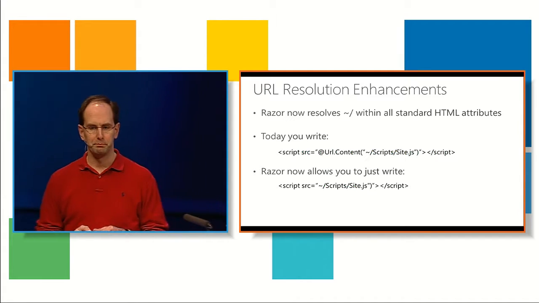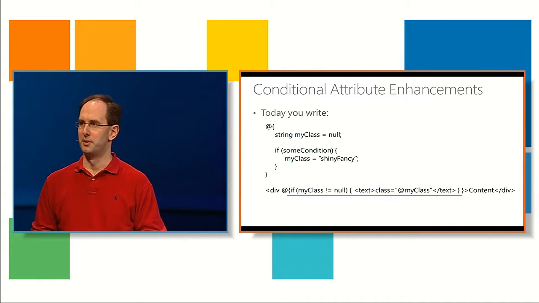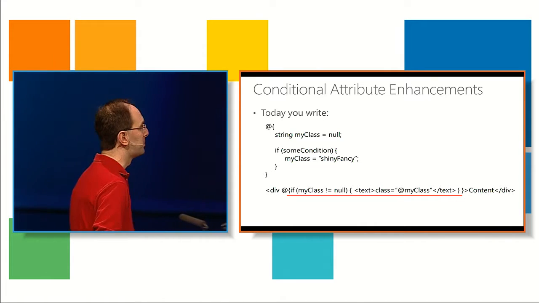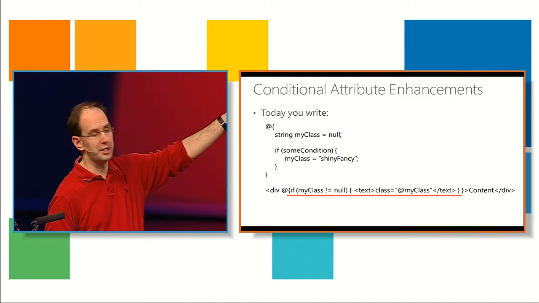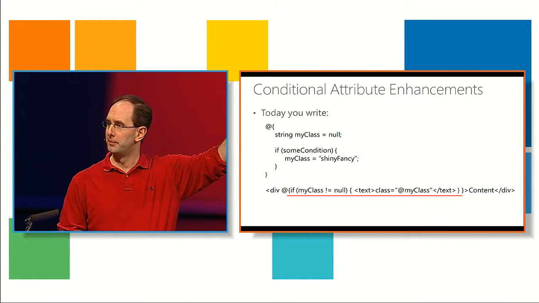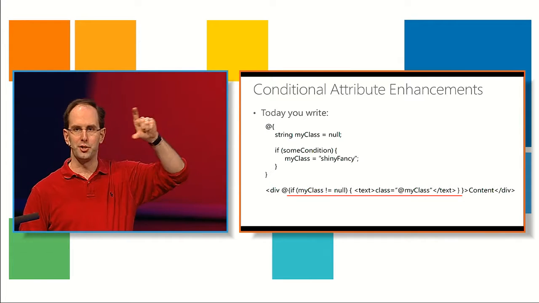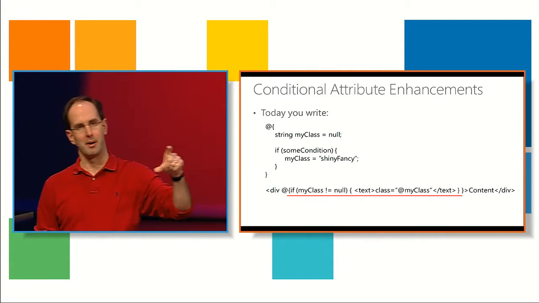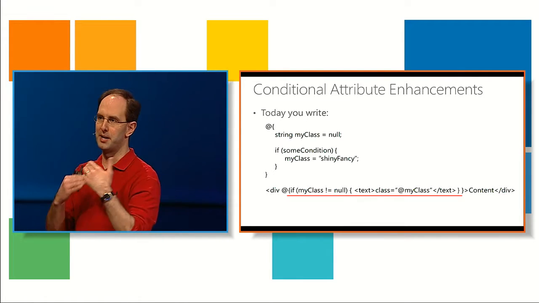How many people here ever write code like this in Razor, which is kind of nasty code, which is basically where I want to conditionally show an attribute on an HTML element and assign a value to it. Razor today allows you to do this really elegantly: you just put an if-else block inside your HTML, and it's smart enough about parsing where the HTML starts and ends and makes it really elegant.